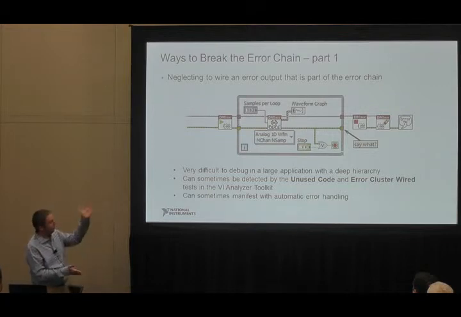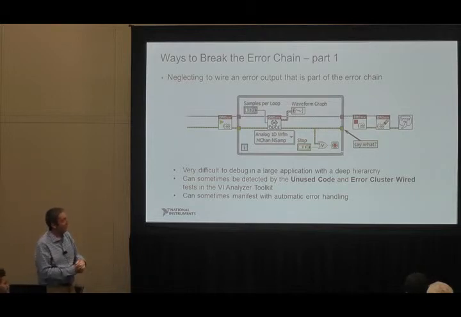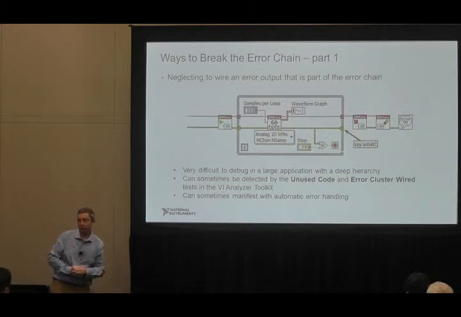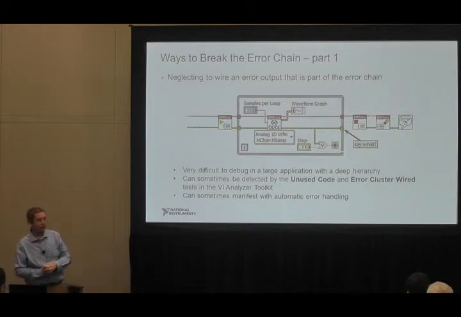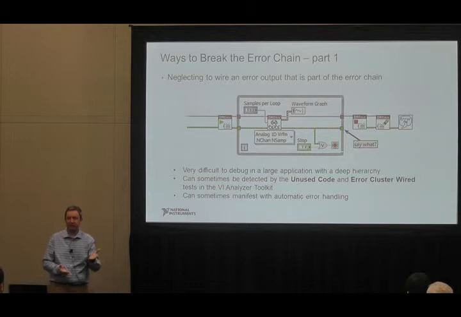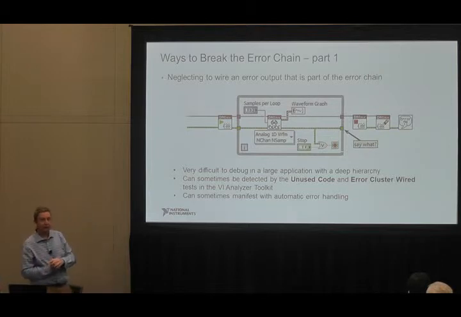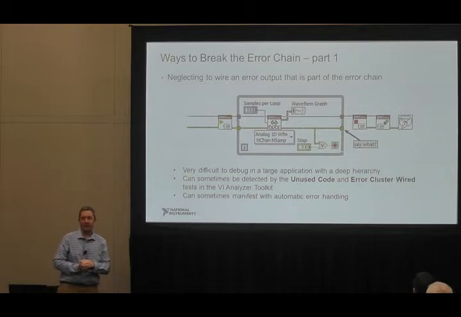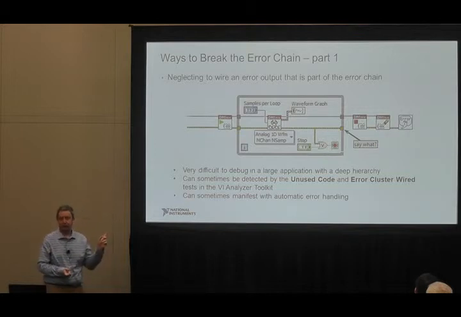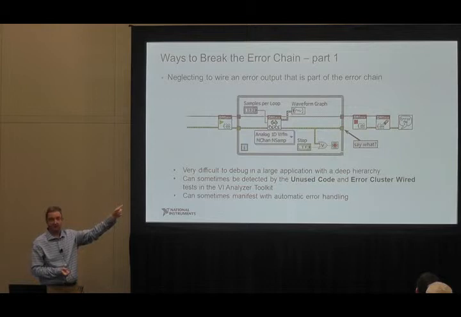So there are a few tests in the VI analyzer that can help detect this issue. One of those tests is the unused code test. A lot of people think, oh, that's just going to find like an add primitive that doesn't have its output wired or something. It will find that. It'll also find cases where you take a value, wire it to a loop border, and then don't do anything with that value, which is exactly what's happening in this screenshot here. So the unused code test in the VI analyzer would detect this.